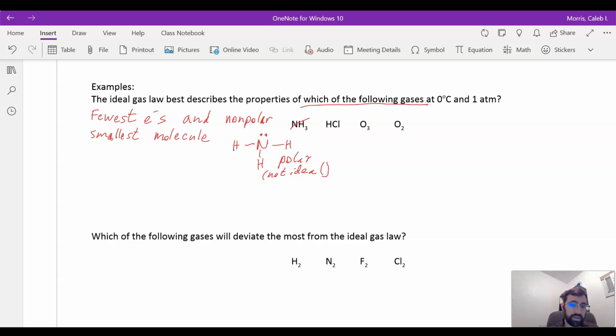Okay, we could look at the next one, HCl. So hydrogen has 1 valence electron, and chlorine has 7, so that would be a total of 8 valence electrons again. It's got the same number of valence electrons. And chlorine is far more electronegative than hydrogen is, so this is also polar and not ideal.